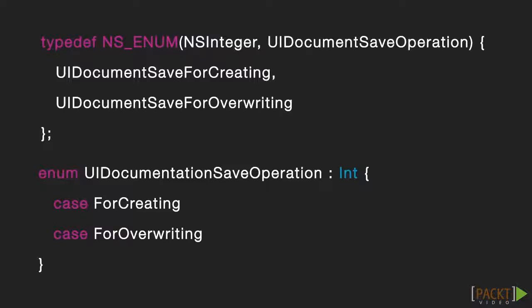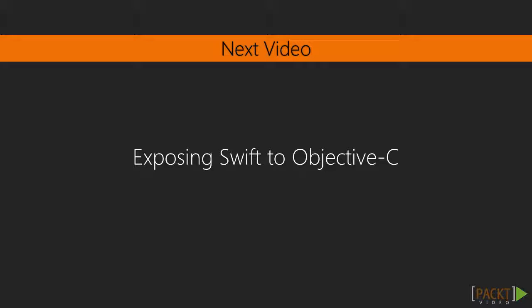In this video, we looked at some of the similarities between Objective-C and Swift, and how they implicitly bridge to utilize the same Cocoa framework. In the next video, we'll briefly discuss how we can expose our Swift code to Objective-C. Then, we'll see a demonstration of how it's done.